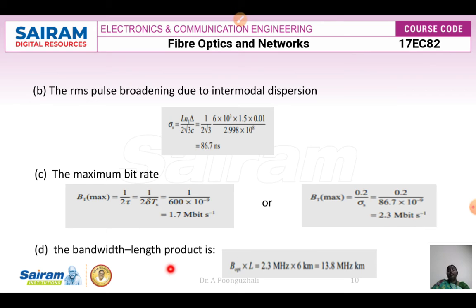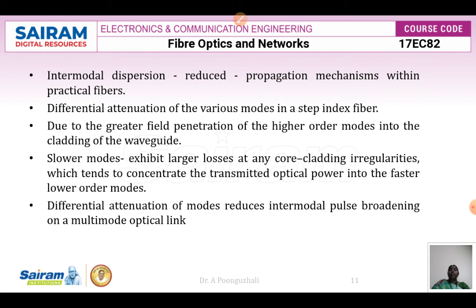Next is the bandwidth length product. Bandwidth length product is B opt into L. Bandwidth is 2.3 into length is 6 km, so it is 13.8 megahertz kilometer. Next is the intermodal dispersion. We have to reduce the intermodal dispersion.